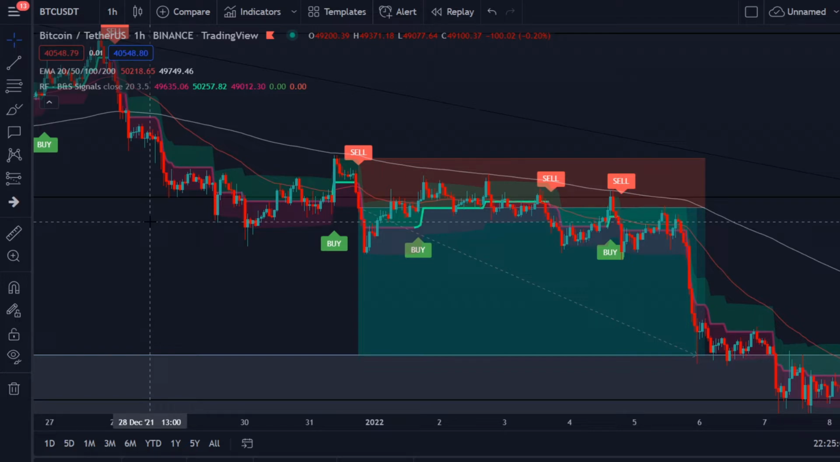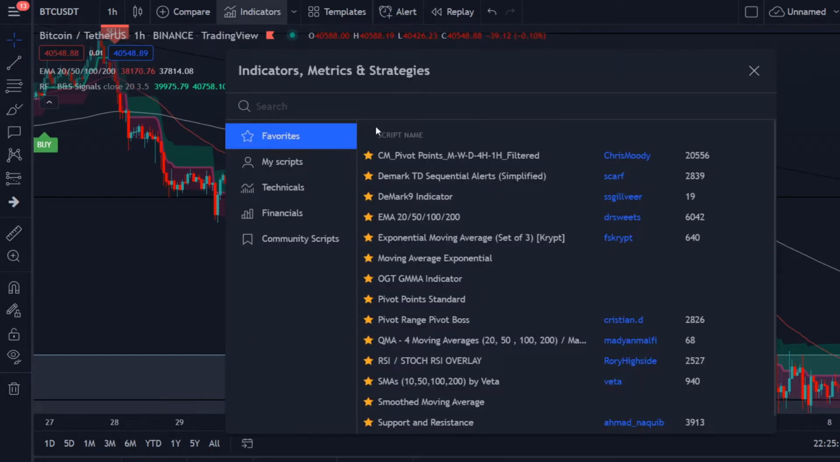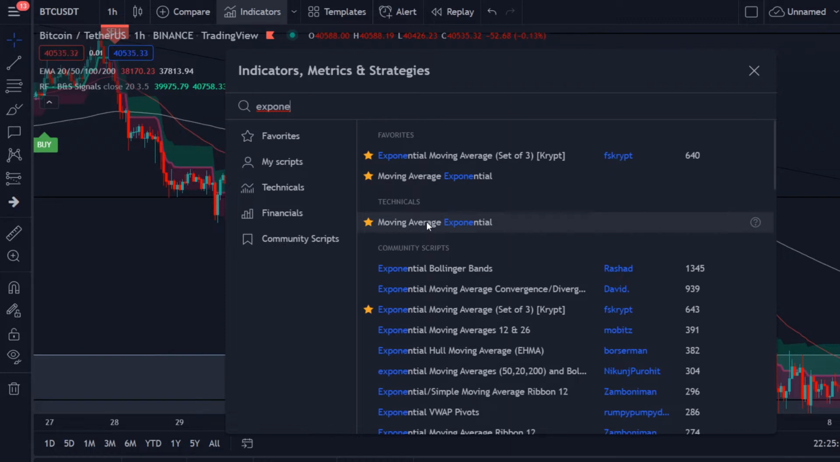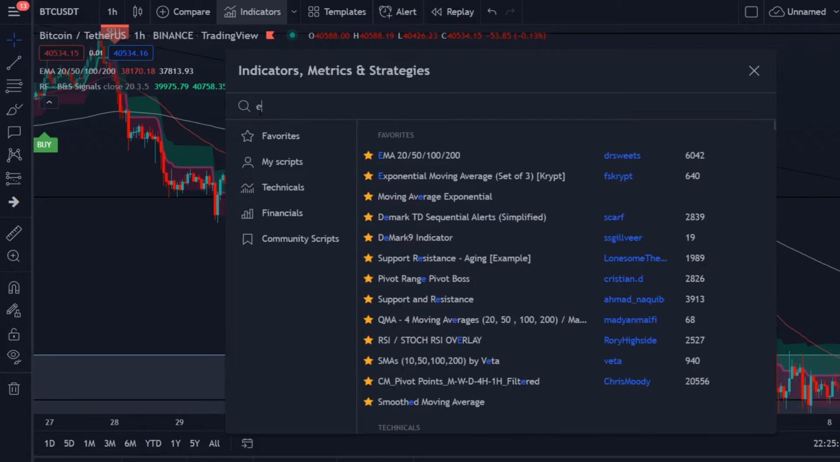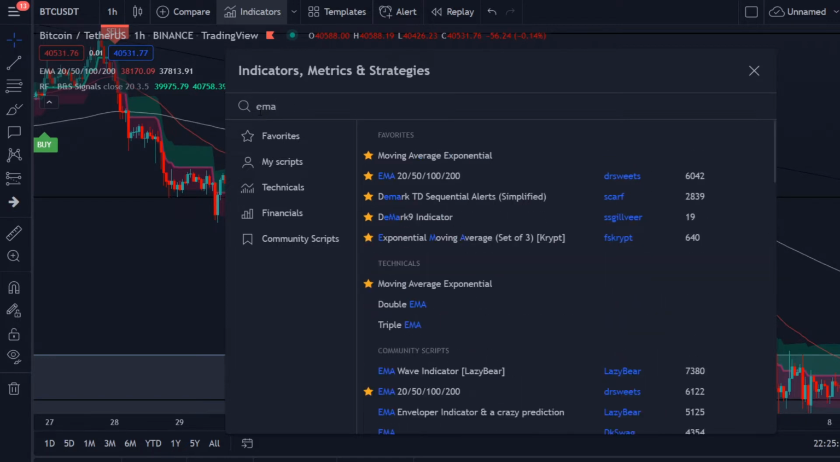Without further ado, let's start. For this trading strategy, we need basically three indicators. We need the 50 exponential moving average and we need the 200 exponential moving average, or we can also look for the EMA 20, 50, 100 and 200.